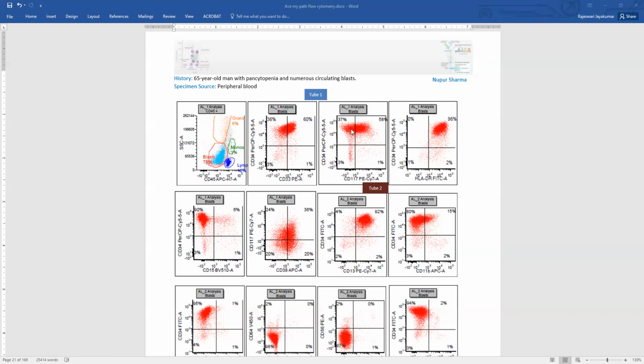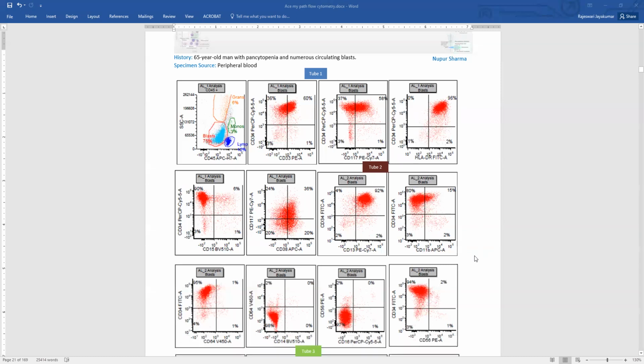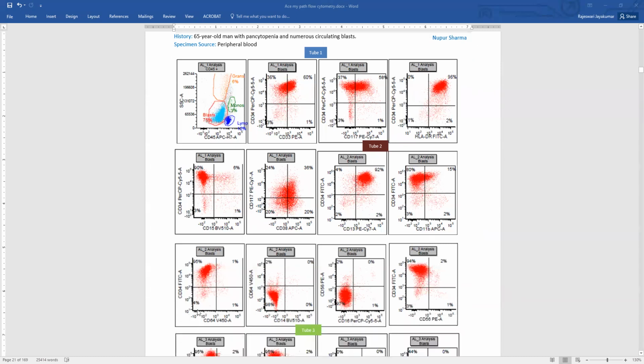And the blasts also express partial CD117. They are positive for HLA-DR. They're negative for CD15. They are partially positive for CD38. And they are homogeneously positive for CD13. They have a dim CD11b expression, partial dim.